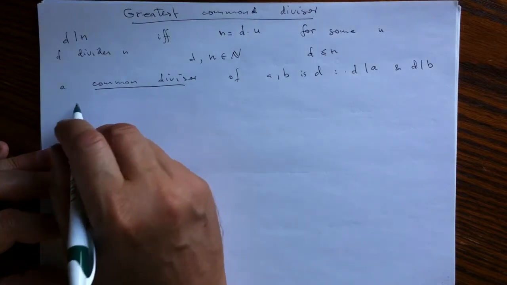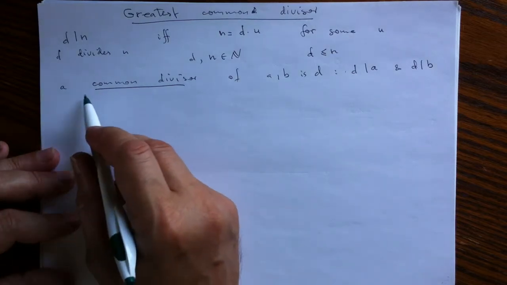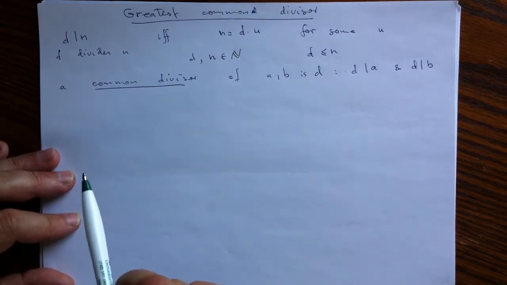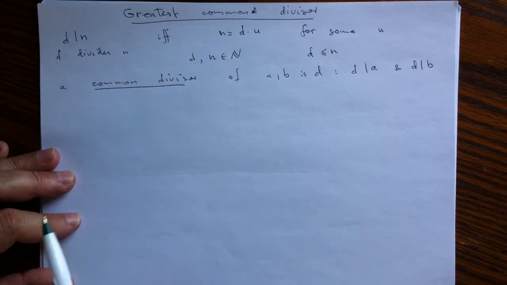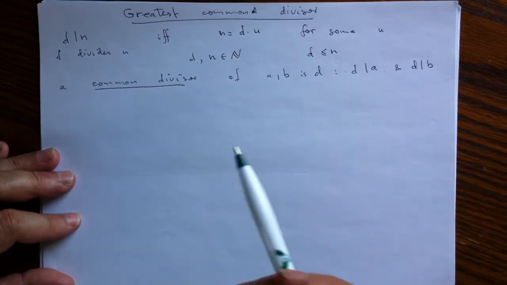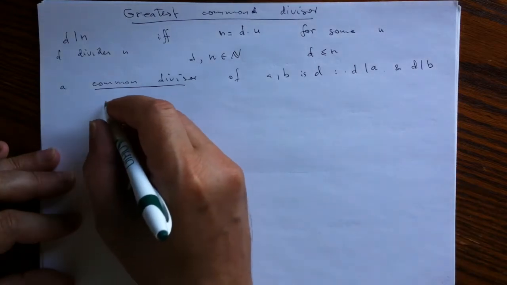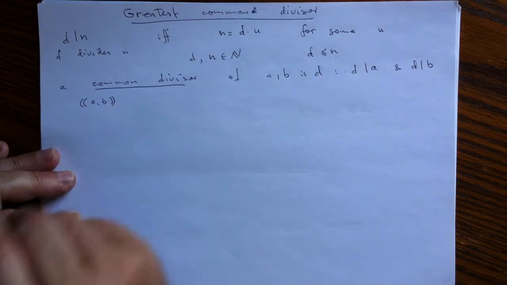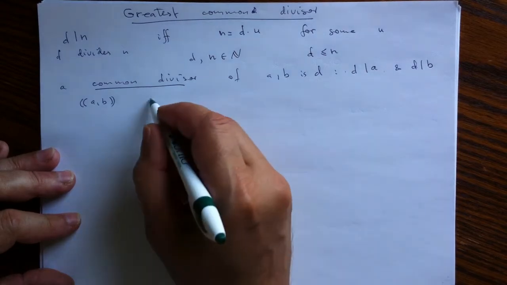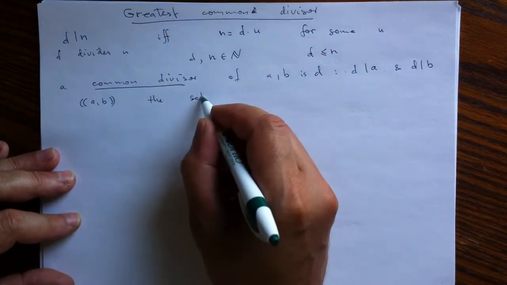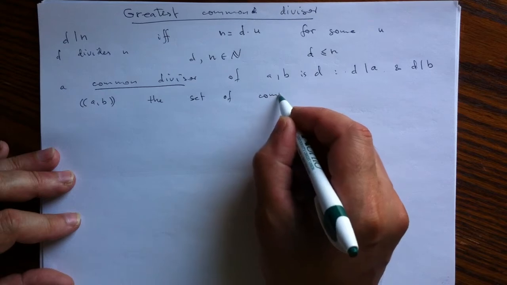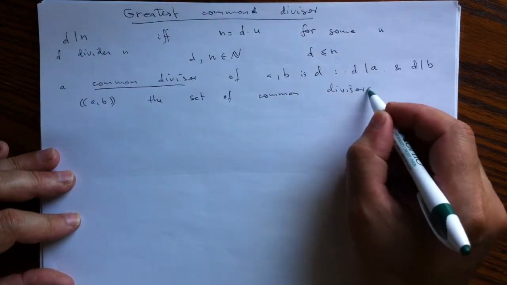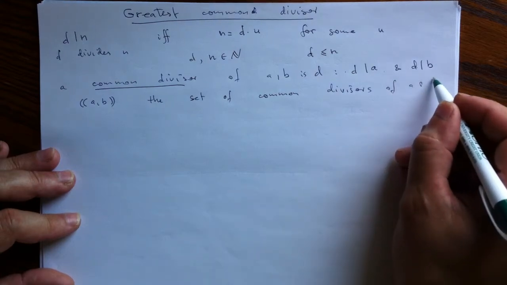So let's do some trick. Let's look at the totality of all common divisors. Divisors of one number form a finite set. So if we take two numbers, common divisors will still form a finite set. Let's just denote this by a, b, with double brackets around, so that will be the set of common divisors of a and b.